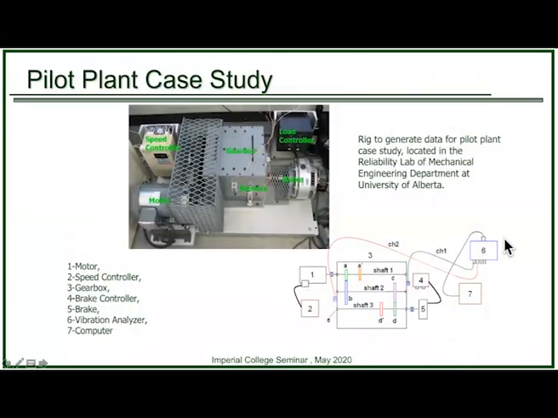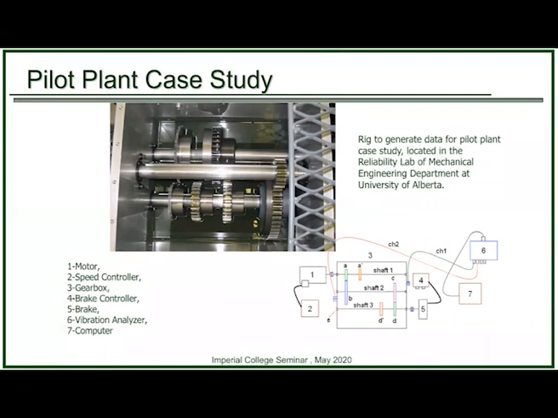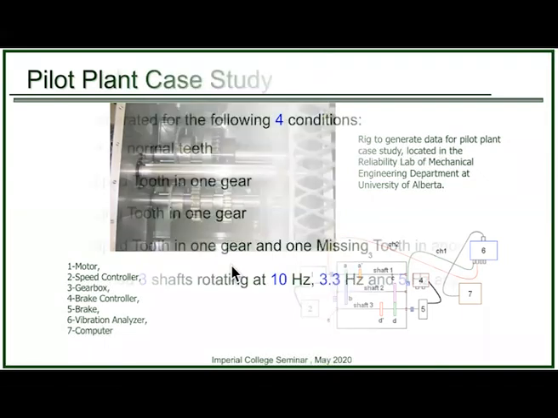So we now want to apply this to this gearbox rig located in the mechanical engineering department at the University of Alberta. What I want you to notice is the vibration sensors mounted on the housing of the gearbox. We'll get to look inside the gearbox shortly, but these are the vibration signals that we're analyzing. So here is a peek inside the gearbox. We will look at different faults in these gears and see if we can detect and identify those faults.